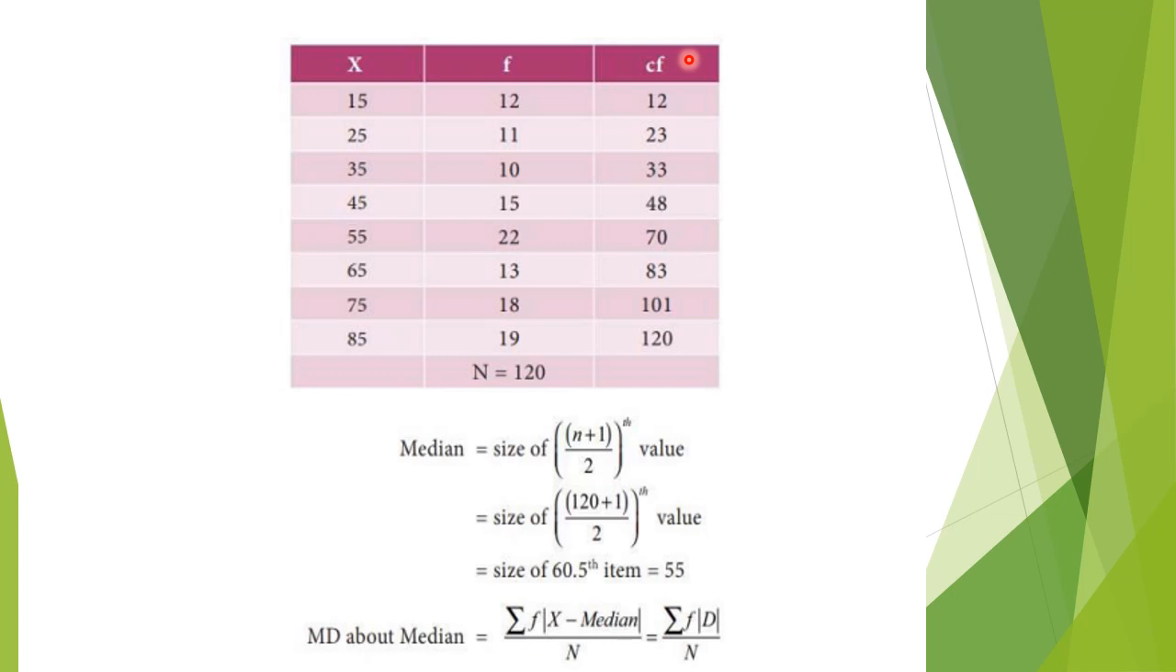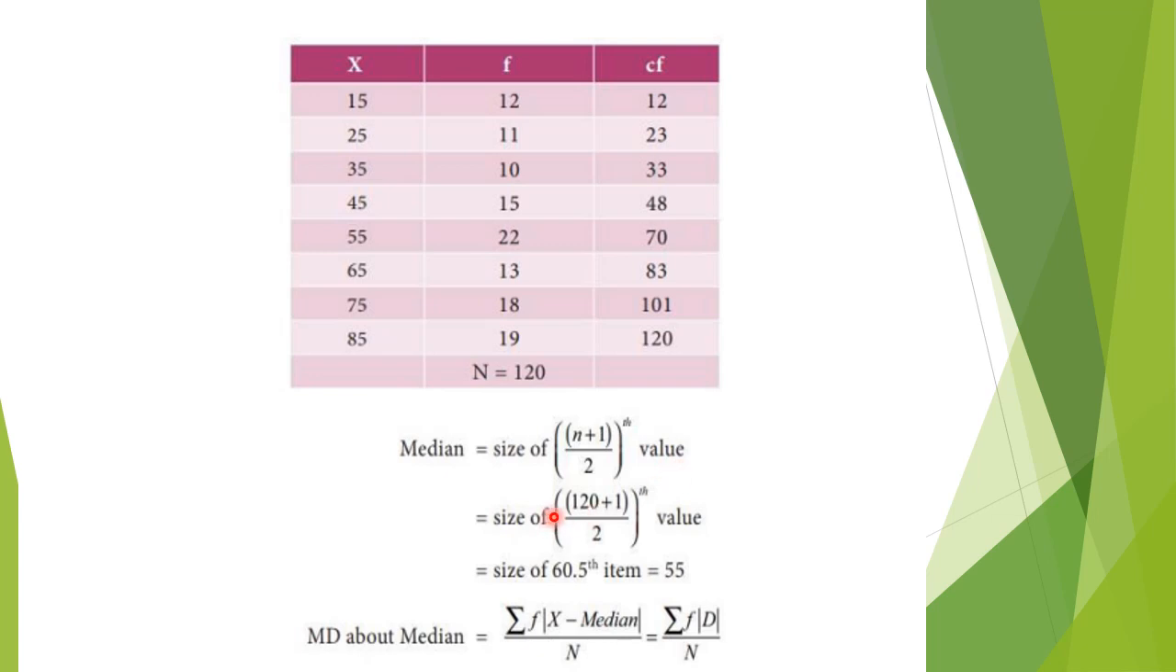First, the median, that is the size of the (n plus 1) by 2th item, where n is the sum of the frequencies: 120 plus 1 by 2, that is the 60.5th item. So we will look at the CF column. The 60.5th item is near 70, so looking at the CF column, that observation comes under x equal to 55.